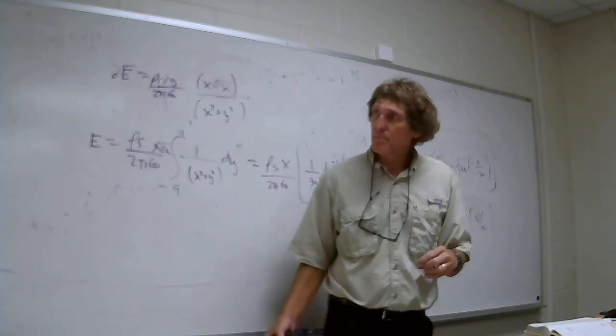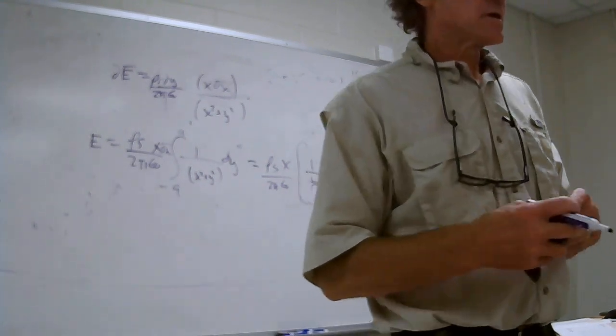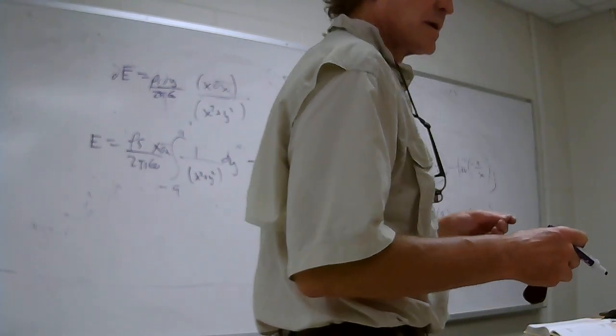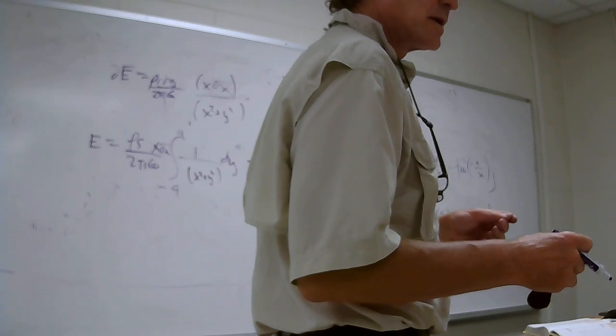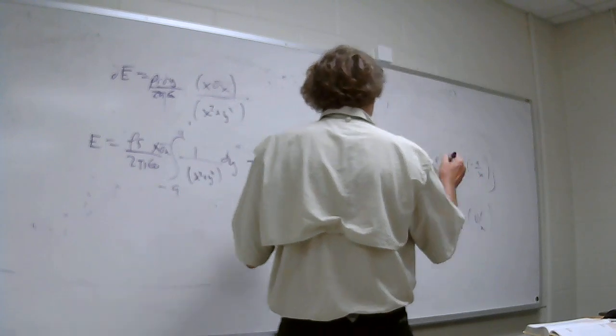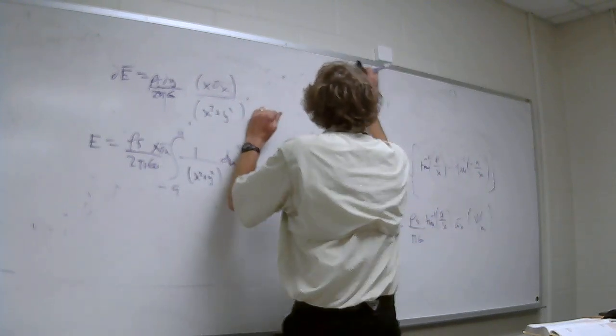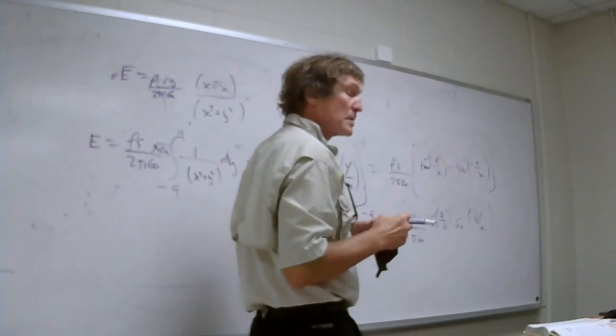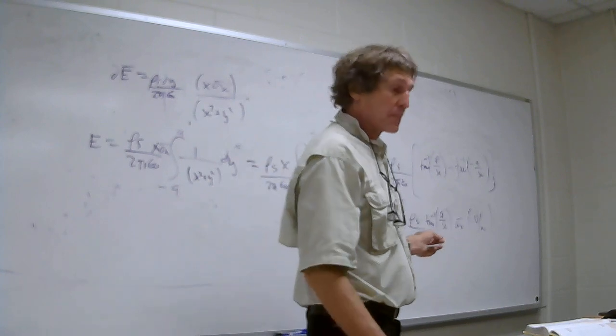Which problem is this again? 3.23. He gives you a value of rho s or not? Actually, not for this problem. This is 3.23. He does not give anything. He doesn't give us rho s. Is this the answer? Yeah, that's right.